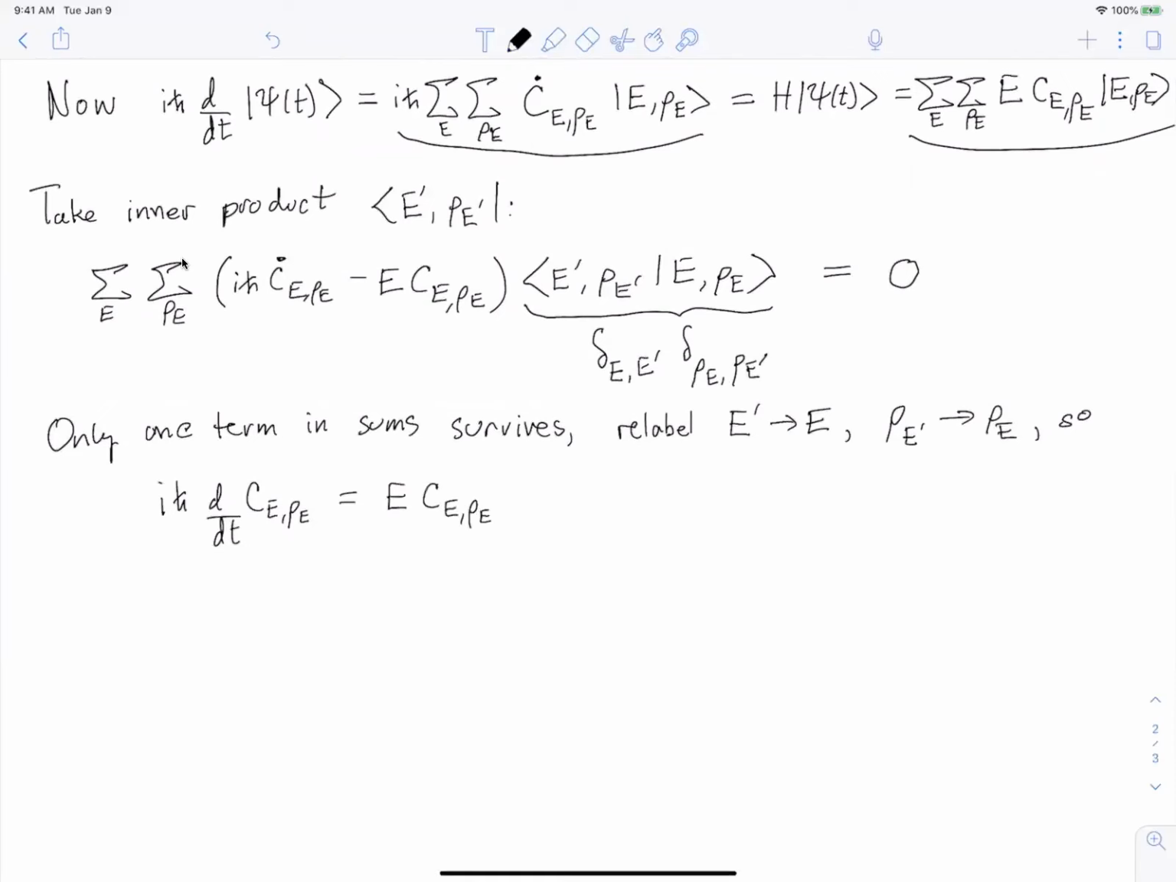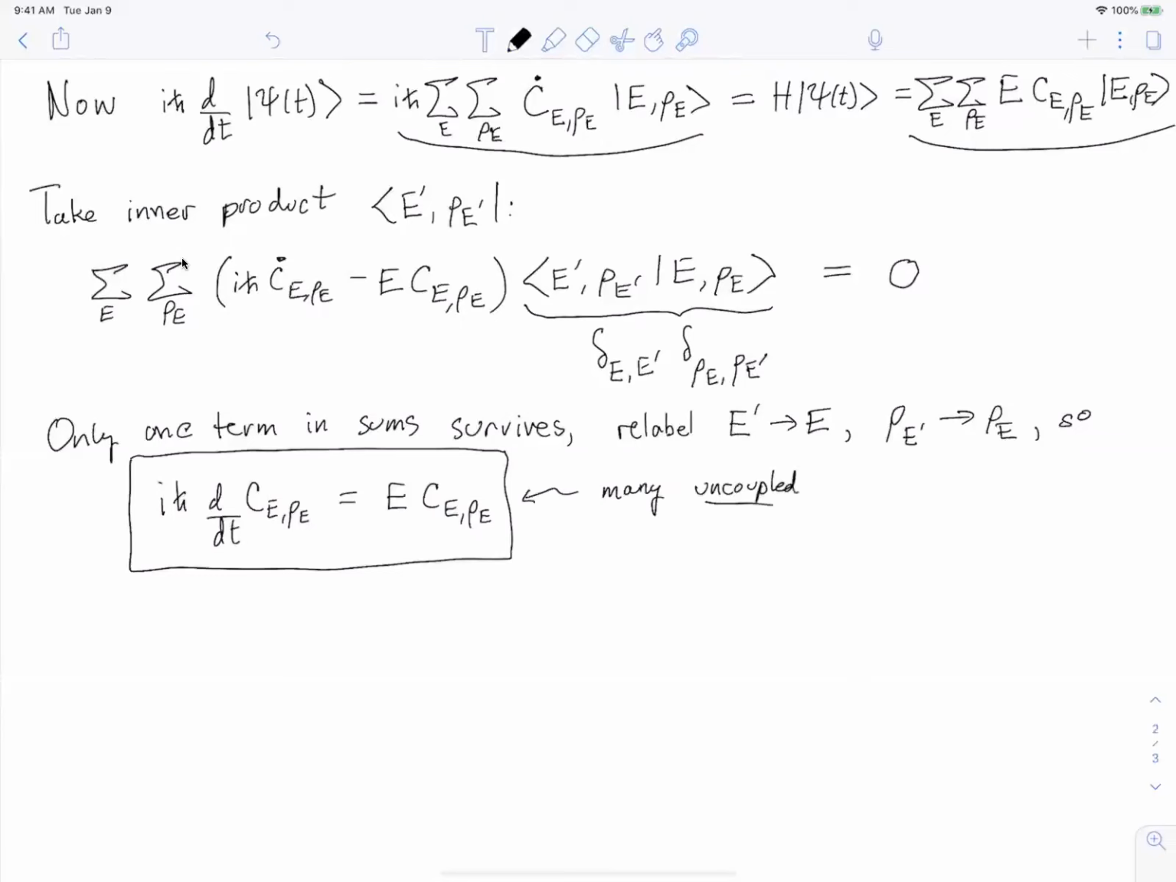Okay, so what have we done? We've turned an operator equation into an equation for the coefficients, but actually in general, this is going to be an infinite number of different equations. In any case, it's one equation for each E and rho sub E. So this is many uncoupled differential equations. Okay, one for each E and rho sub E.